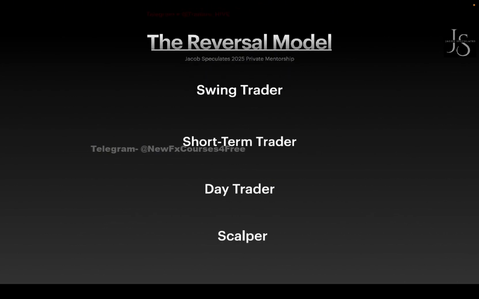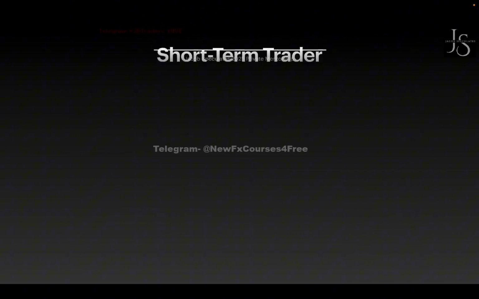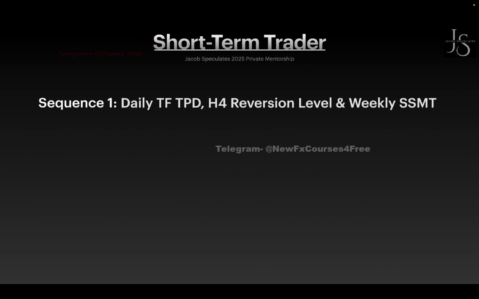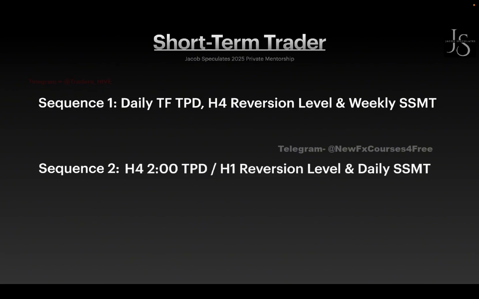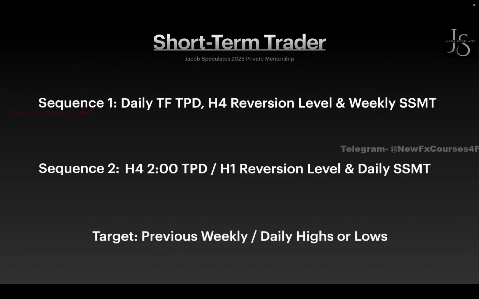Now going into the short-term trader. The short-term trader, there are two different sequences, and there will be two different sequences for each trader as we go on. The only exception is the swing trader. Sequence one for short-term traders are daily time frame TPDs. If you get a daily time frame TPD, then you are looking for a 4-hour reversion level, and then you're looking for the weakest asset in the direction you're trading to form a weekly cycle sequential SMT.